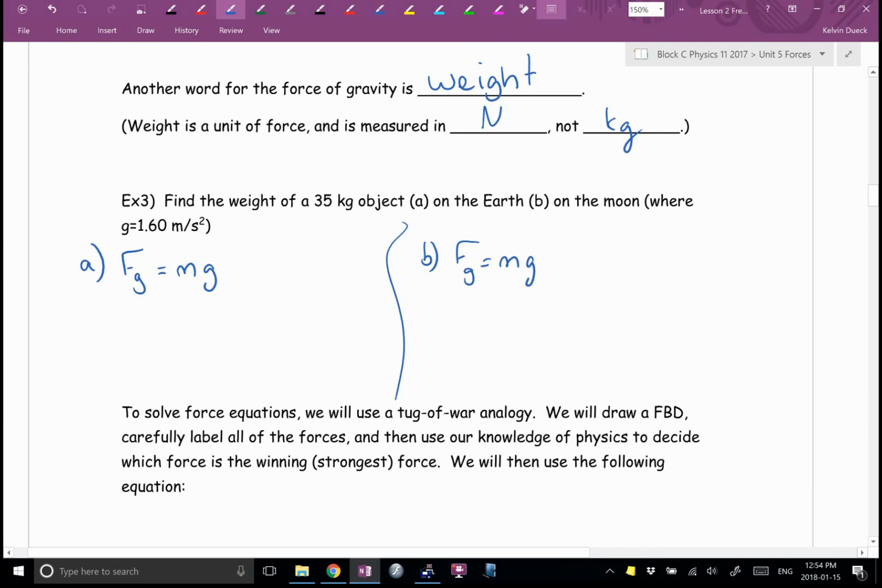Except g varies from planet to planet. So for part A, I'm going to put g Earth. For part B, I'm going to put g Moon. What's the mass of this object? What's g on the Earth? So this will have a weight of 35 times 9.8. It's going to be 350, take away 7. Is it 343? Double check me. 343 newtons.